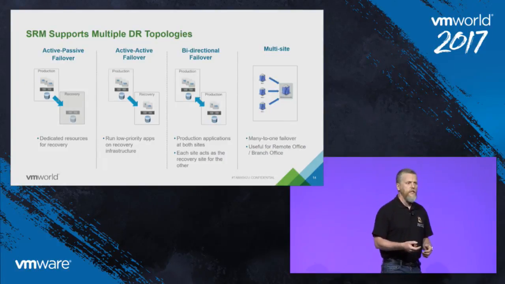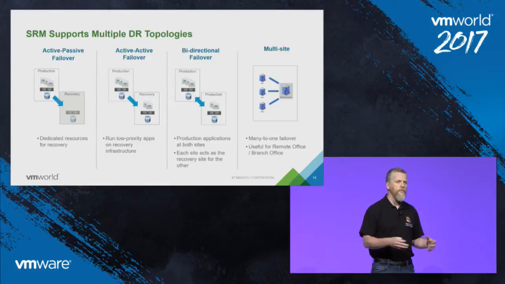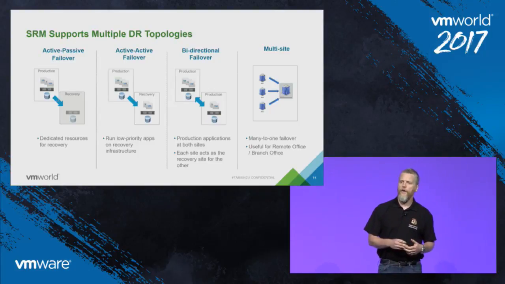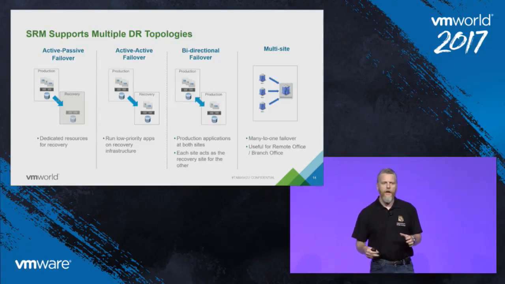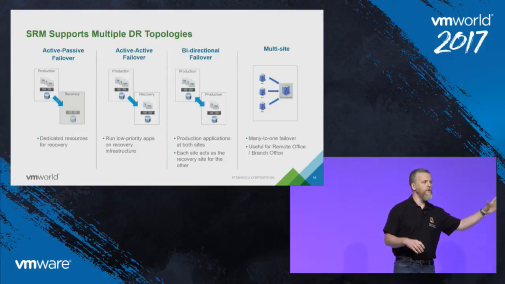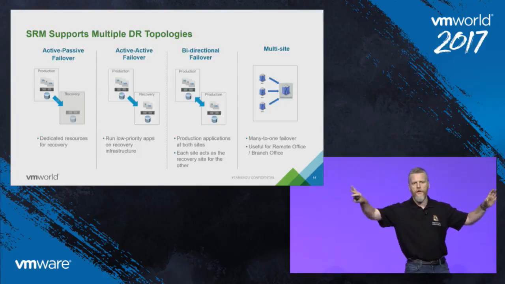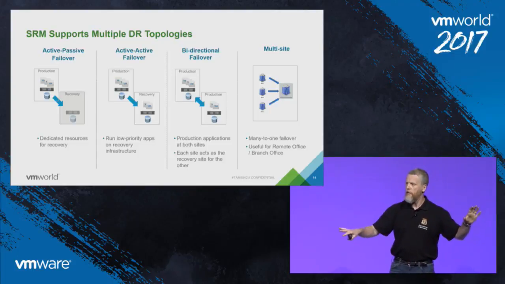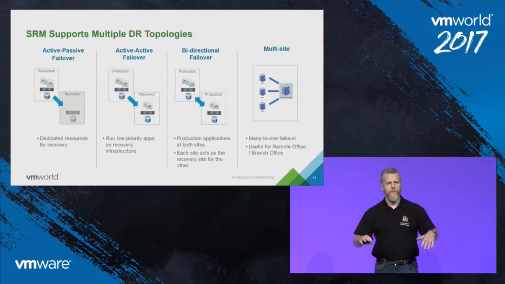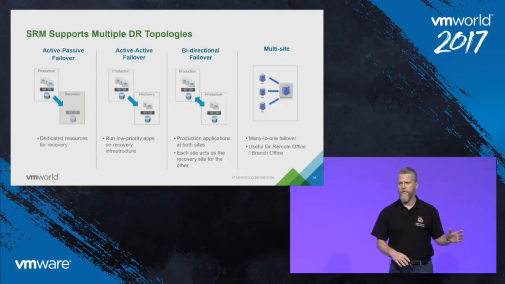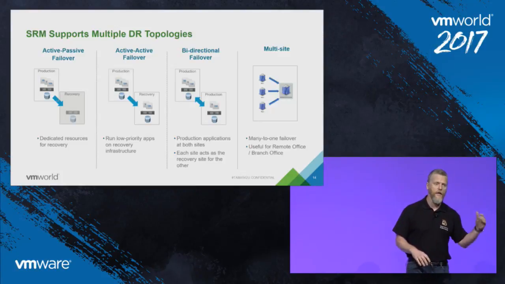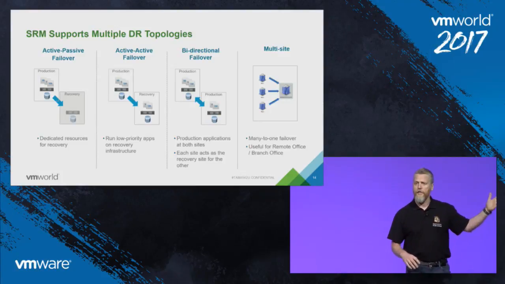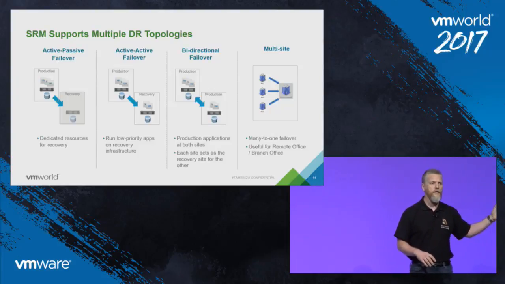So the first one, active-passive, is the one that most people think of when they think of disaster recovery, where you have your active site where all of my workloads run, and I have my DR site where I don't really do anything unless I have a disaster. And that works perfectly fine. That's obviously fully supported by SRM, and that's a good option. Again, it's simple. There's not a lot of complexity there.